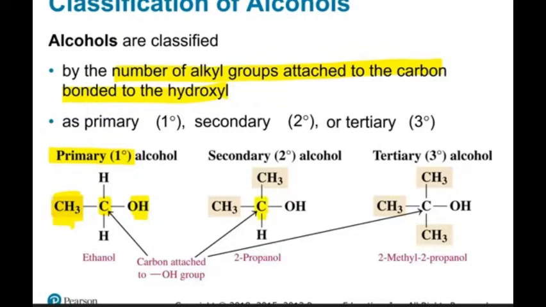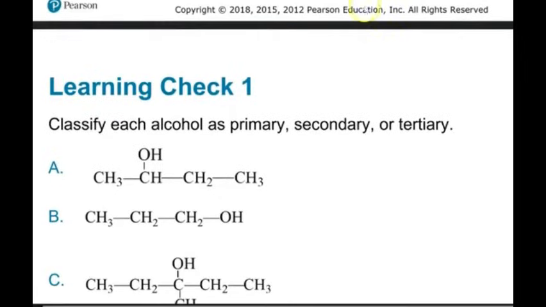Here, the carbon that's bonded to the hydroxyl group is also connected to two other carbons. So this means that it is a secondary alcohol. And finally, in this so-called tert-butyl alcohol, its common name, the carbon that forms a bond with OH forms bonds with three other carbons as well, and it's a tertiary alcohol.